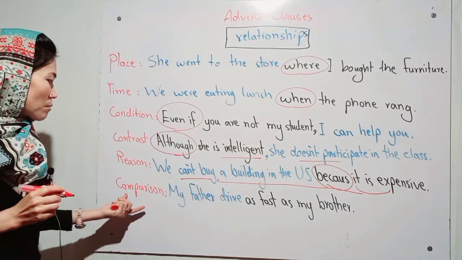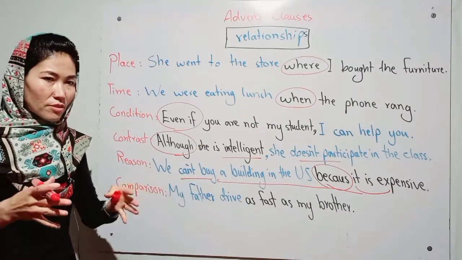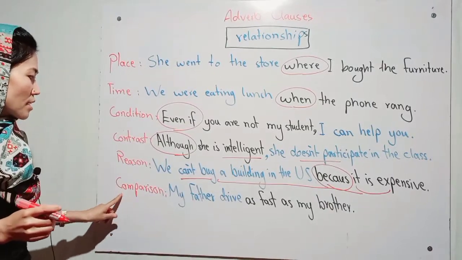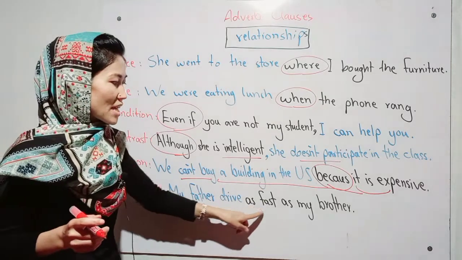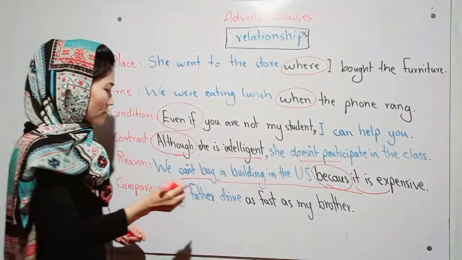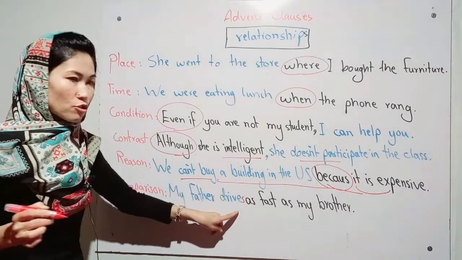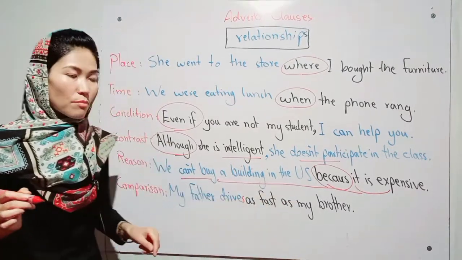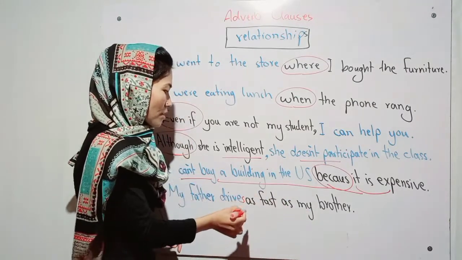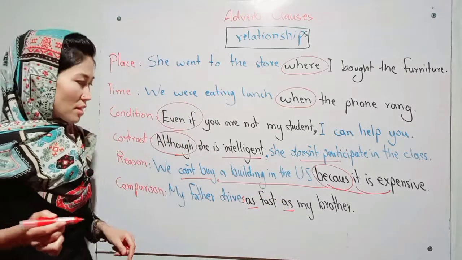The last example is to show a comparison, to compare between two people, two things, or two ideas. My father drives as fast as my brother. My father drives is the independent clause, and as fast as my brother is the dependent clause. We have the conjunction as.